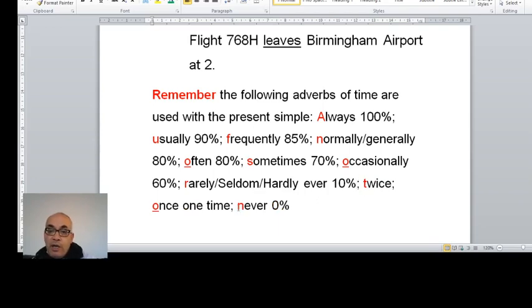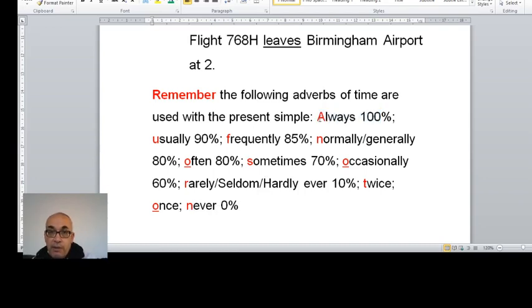Twice means 2 times. Once means 1 time. And never means 0. Again, I repeat, these percentages like 10%, 20%, 30% are just an idea for you to understand. I just deleted hardly ever 5%, and then I put 10. If you put 5, 7, 8, 10, but you have to know rarely is weaker than occasionally. Occasionally is weaker than sometimes. Sometimes is weaker than often. And this is how you should understand it. Of course, you don't need all of these, but if you are at a high level, you need to know all of them. So I repeat, always means 100%, never is 0%.